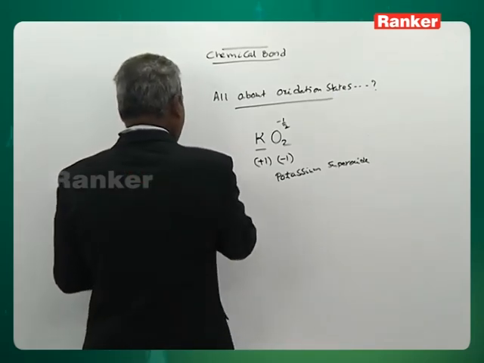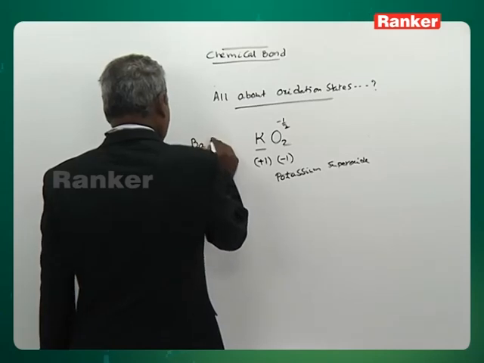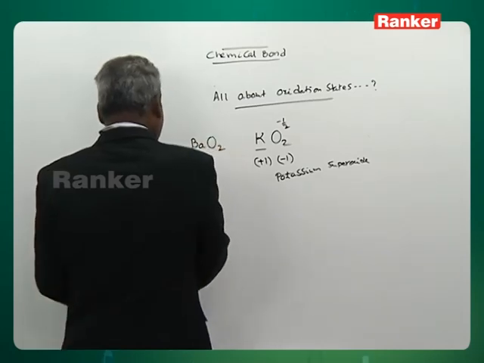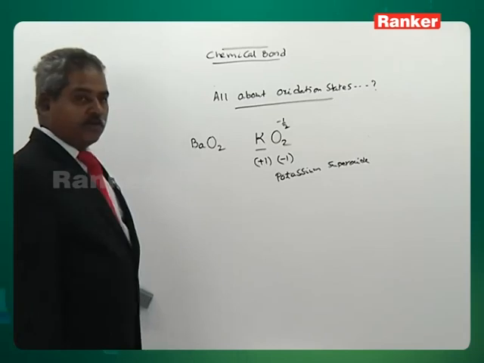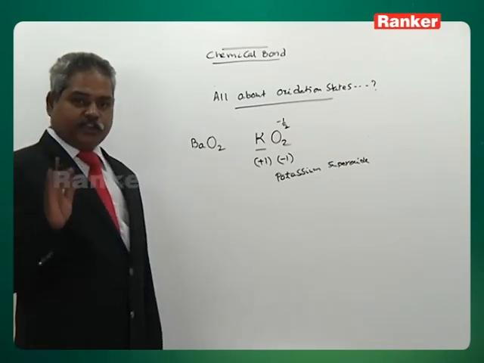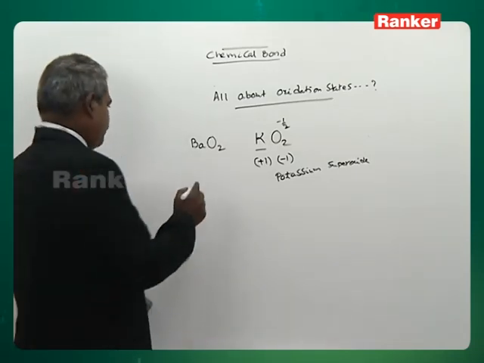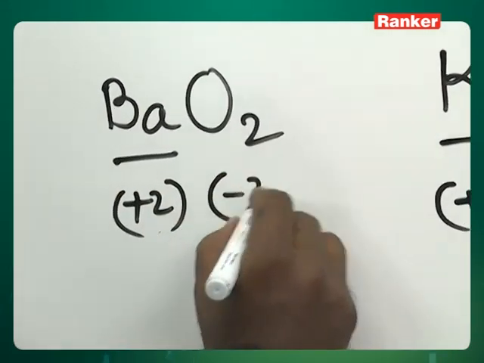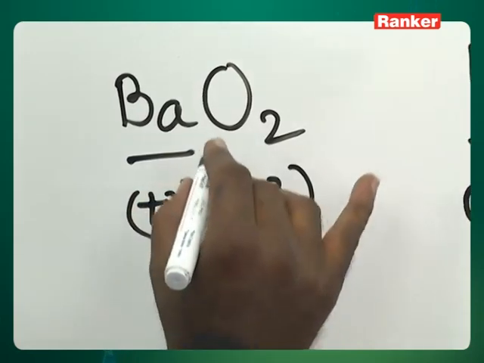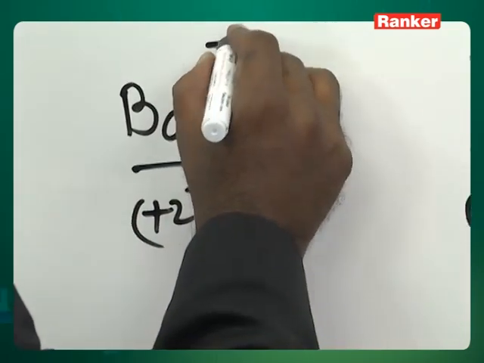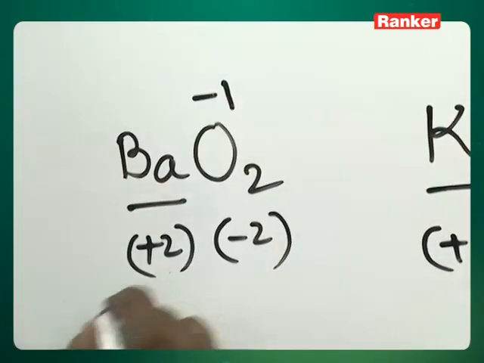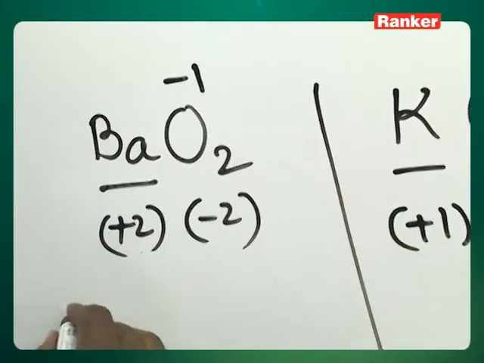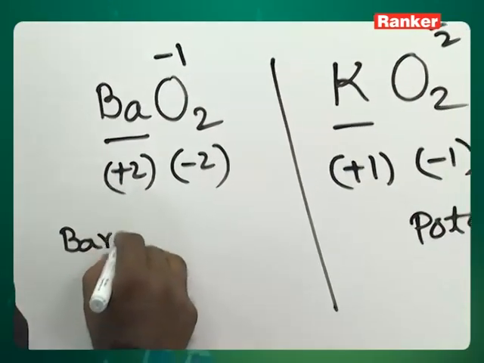What will be the name of BaO2? What do you know about barium? Is there any fixed element or not? First of all, you tell yourself whether there is a fixed element or not. Barium fixed plus 2. Two oxygens minus 2. So each oxygen is getting minus 1. So when oxygen gets minus 1, it is called a peroxide. Therefore, it is barium peroxide.